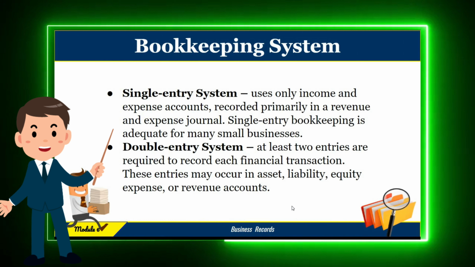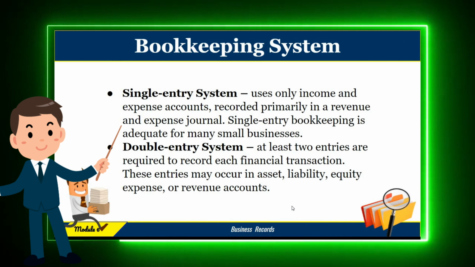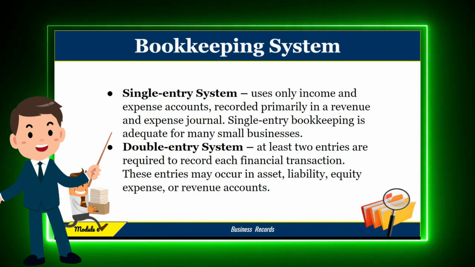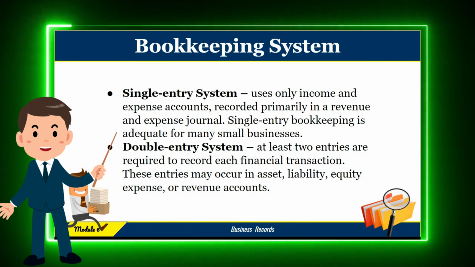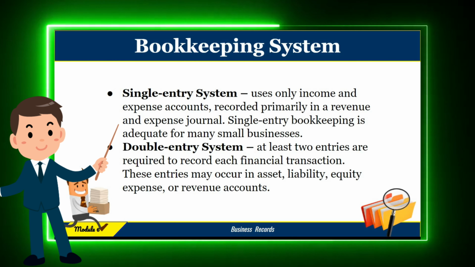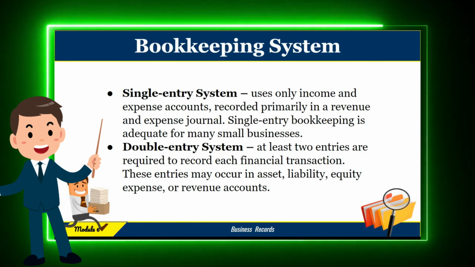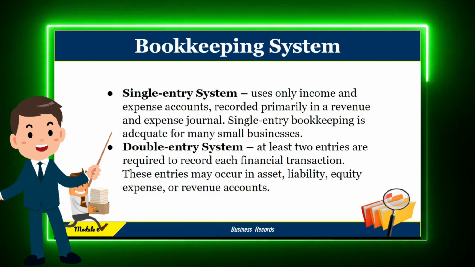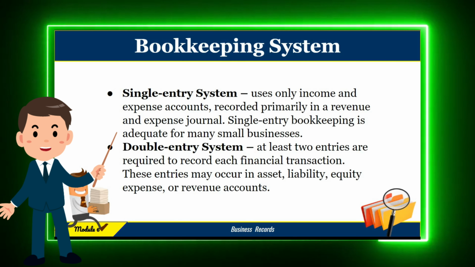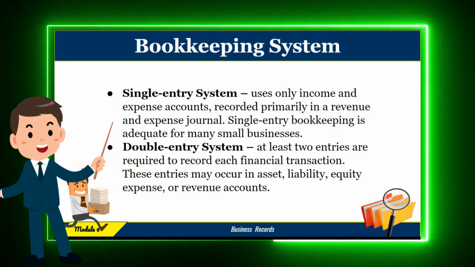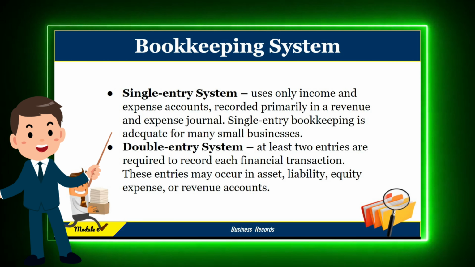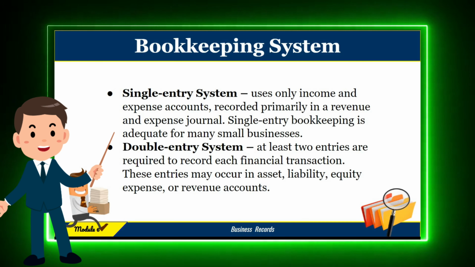Next one, the bookkeeping system. So how does the bookkeeping system run? We have here two types of bookkeeping system. The first one is the single entry system, and also we have the double entry system. In the single entry system, it uses only income and expenses accounts, recorded primarily in revenue and expenses journals. Single entry bookkeeping is adequate for many small businesses. So usually the single entry system is used for small businesses.